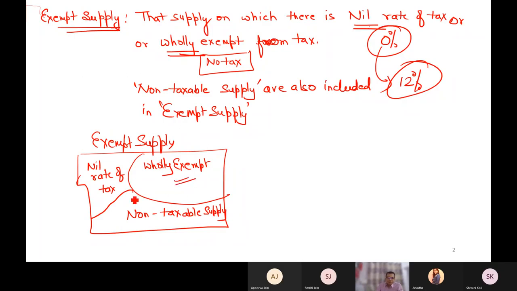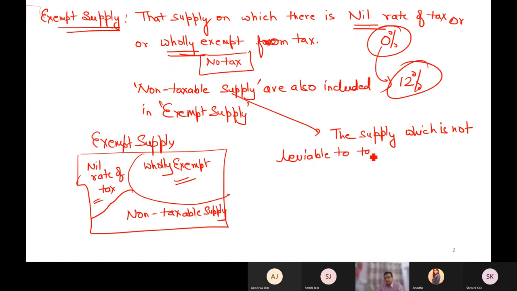I have explained wholly exempt, I have explained nil rate. What is this non-taxable supply? It is the supply which is not leviable to tax under GST laws. Now, which is that supply which is not leviable to tax under GST laws?